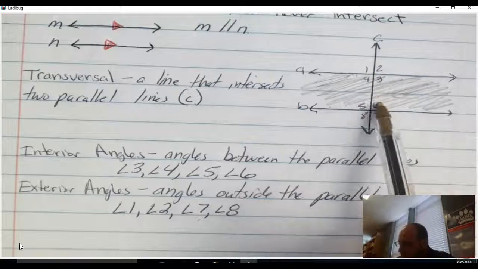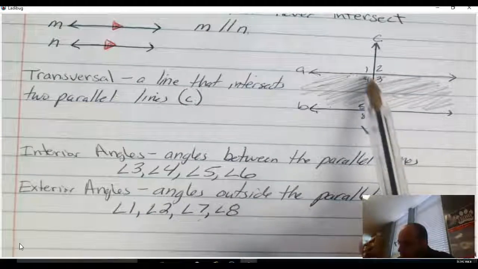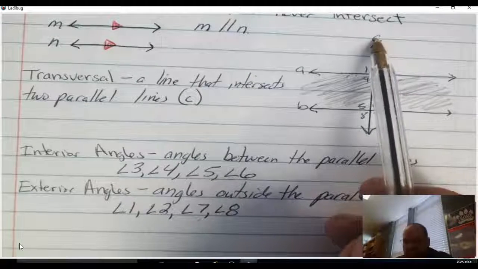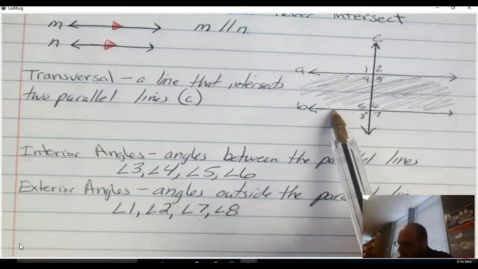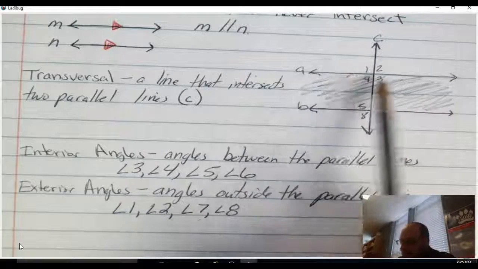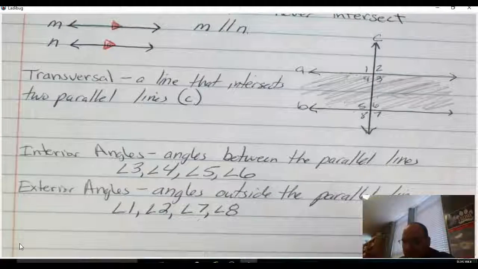3, 4, 5, and 6 are interior angles because they're between the parallel lines. C is my transversal line. A and B are my parallel lines. And unfortunately, in this one example, I don't have any perpendicular lines because I don't have any right angles. All right?